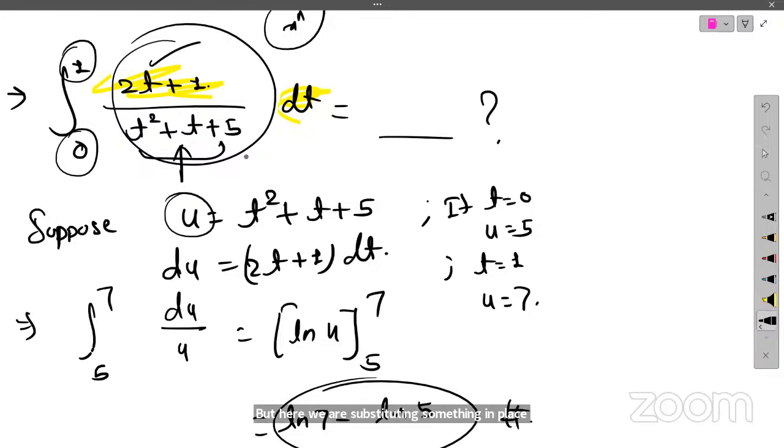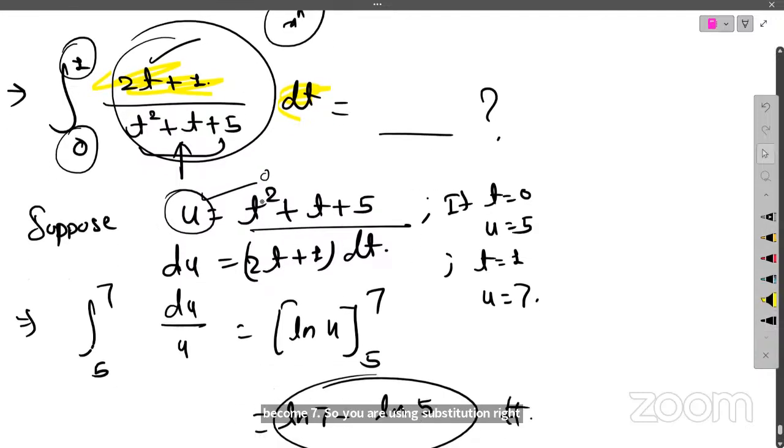So if t is equal to 0, then u will become 5 because of this particular expression, 0 plus 0 plus 5, and when t is equal to 1, u will become 7. So you are using substitution, right? So if you use substitution, you have to change the limits too.